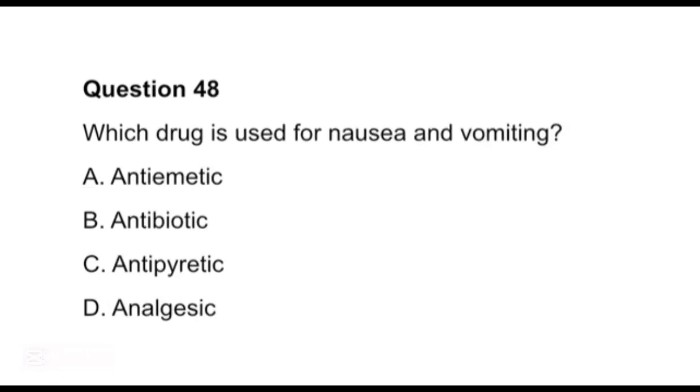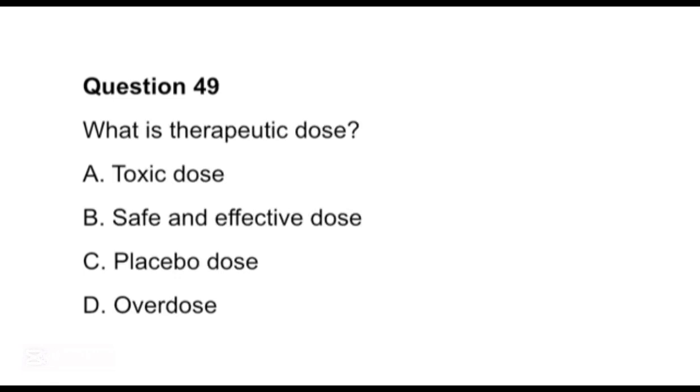Question 48. Which drug is used for nausea and vomiting? A. Antiemetic. B. Antibiotic. C. Antipyretic. D. Analgesic. Correct answer, A. Antiemetic. Question 49. What is therapeutic dose?